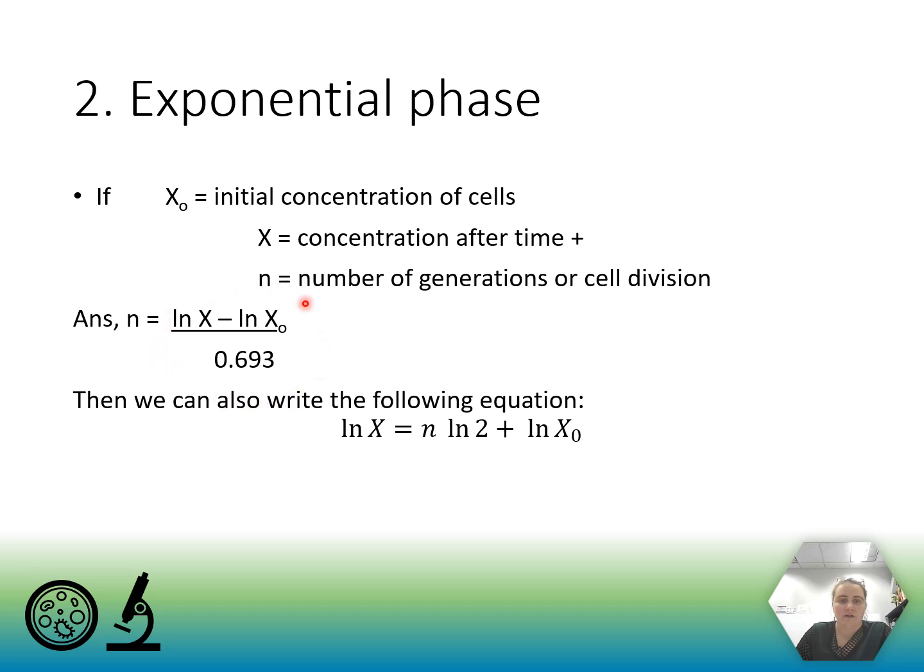But we can also rearrange the equation that we first saw to be a little bit different. So we can say the natural log of the cell concentration at a given time is equal to the number of generations times natural log of 2 plus the natural log of the initial cells. So we manipulate this equation to find different things depending on what we're looking for. Most of the time we're probably looking for x, but on occasion we will look for the number of generations. Sometimes we don't know the initial cell concentration, but the final cell concentration is easy to find. So we can use that to backtrack to the initial concentration as well.